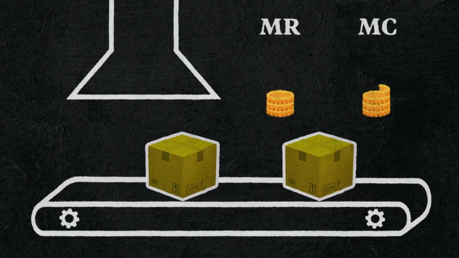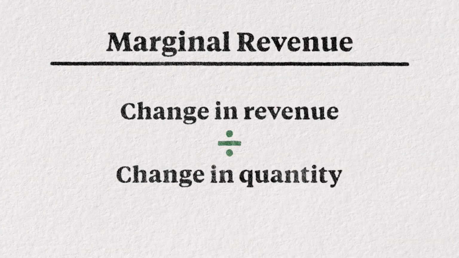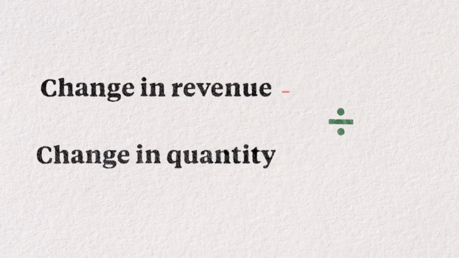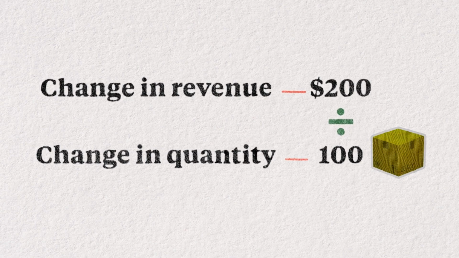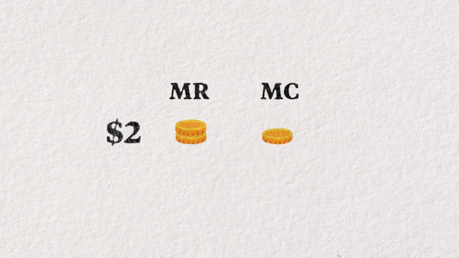Let's look at how to calculate it. Marginal revenue equals change in revenue divided by change in quantity. Say a company increases its production of product X by 100 units and receives $200 in revenue. Marginal revenue will be $2. Now, stacking that number up against your marginal cost will help determine how your business is performing. If your marginal cost is $2, you're breaking even.